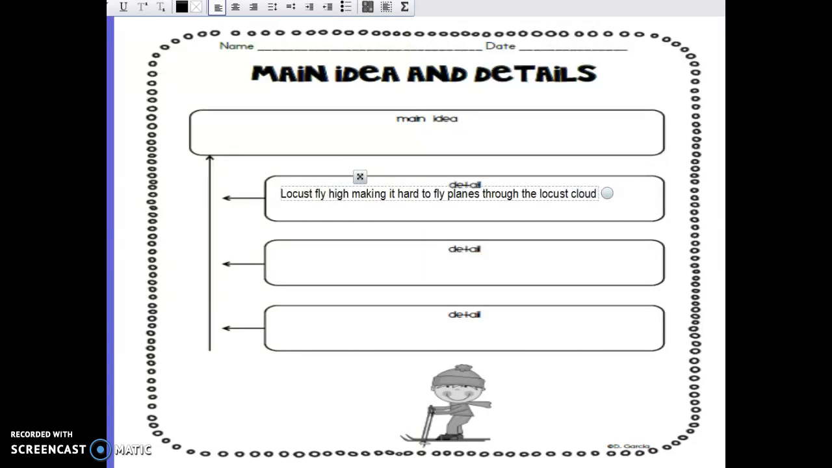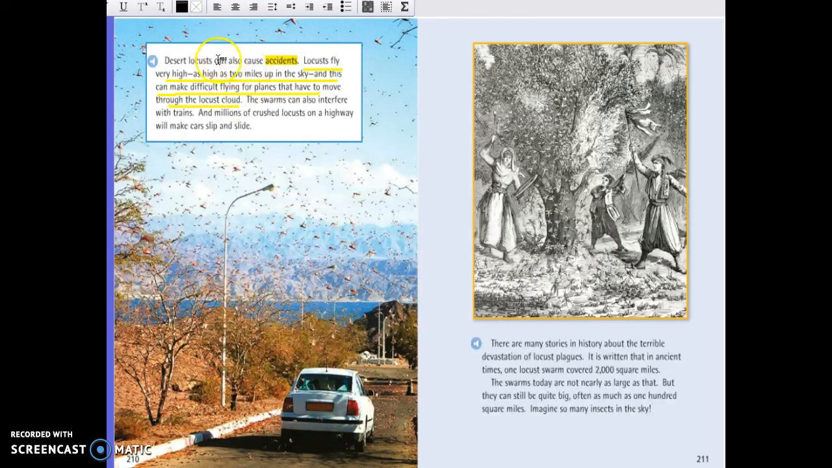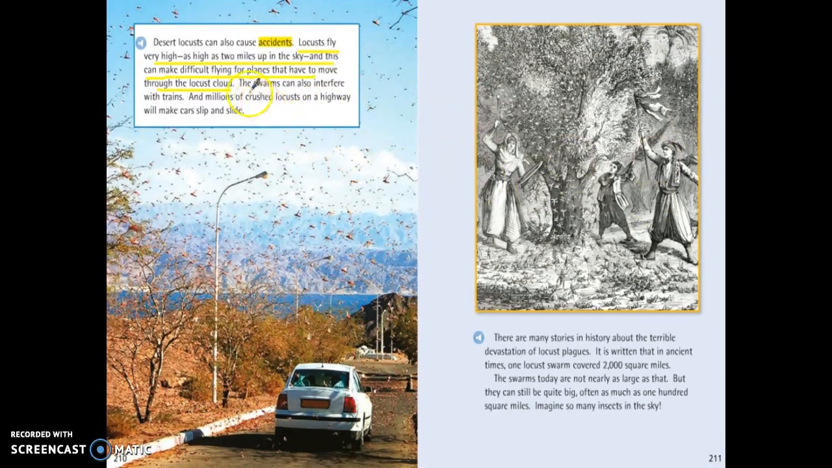Okay, so again, I kind of summarized that a little bit. But that's basically what we learned in the passage, that locusts fly very high, as high as 2 miles in the sky. And so this makes it difficult flying for planes that have to move through the clouds of locusts. Okay, the next detail in the passage says they can also interfere with trains.